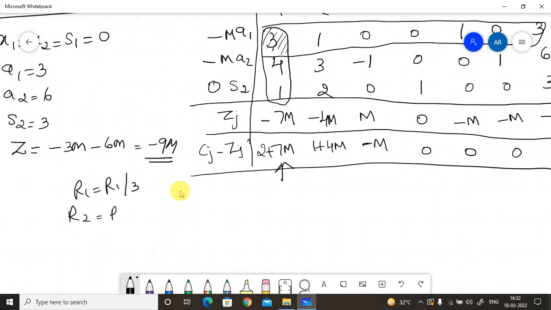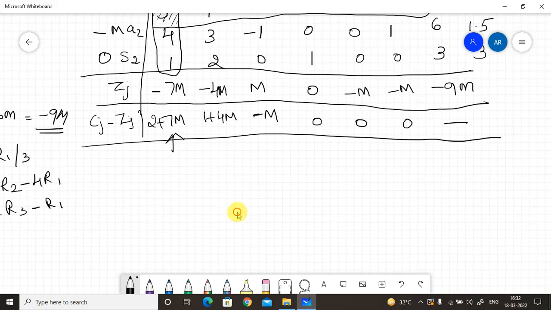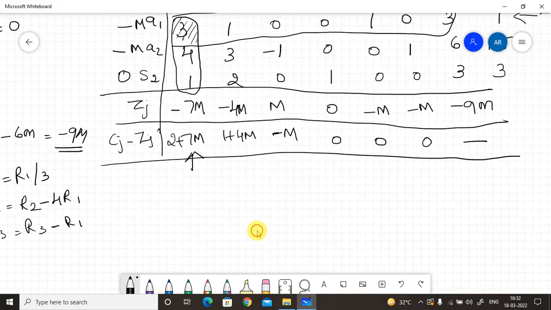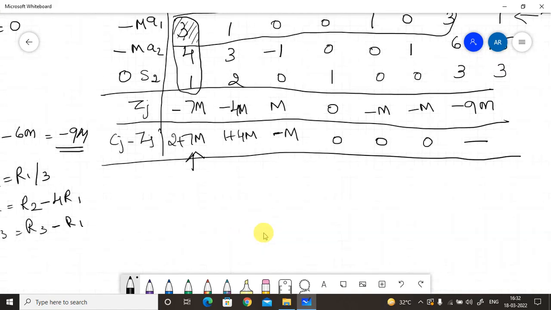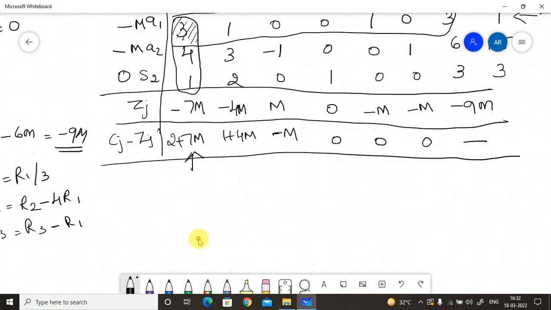R2 will become R2 minus 4 into R1, right? And R3 becomes R3 minus 1 into R1, since we have 1. So now you have to substitute these values and get the new improved solution. All of you can work it out on your own. I am writing the direct values here, so substitute all the formula values.